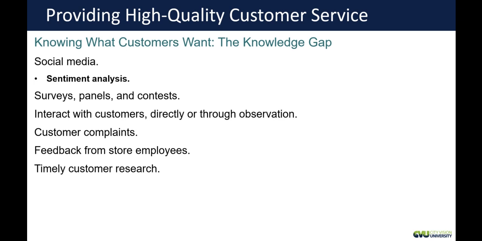So this means that we need to know what the customers want. If we don't know what our customers want, right, we can't give it to them. So there's a knowledge gap here, right? If we don't know what you want, we can't give it to you. So this is where we may go to social media. We may do some sentiment analysis, seeing what your sentiment is. We could use surveys, we could use panels. We could talk with customers directly or observe them, right? We'd look through our customer complaints. We'd ask for feedback from store employees. We could do some customer service research, right?